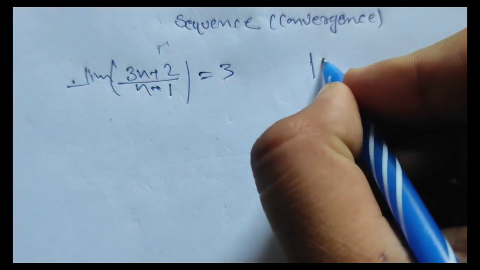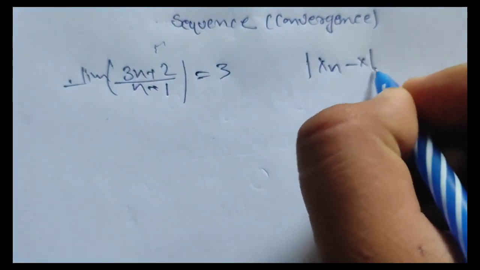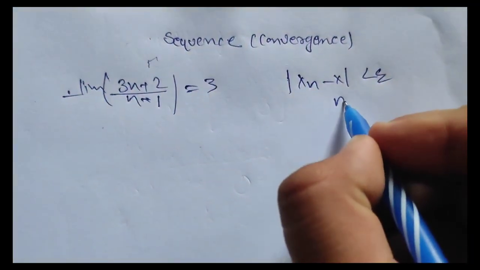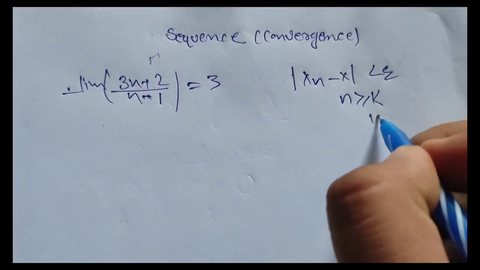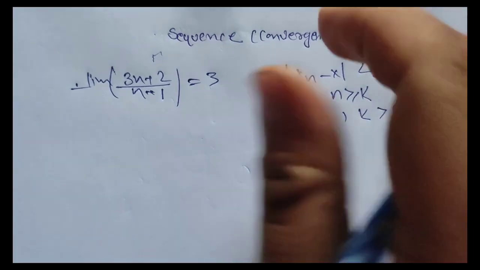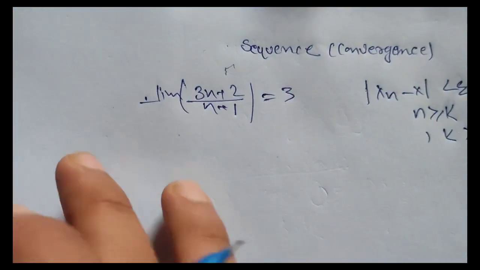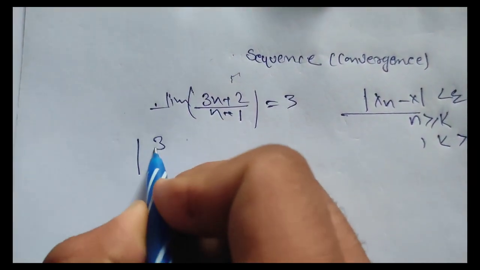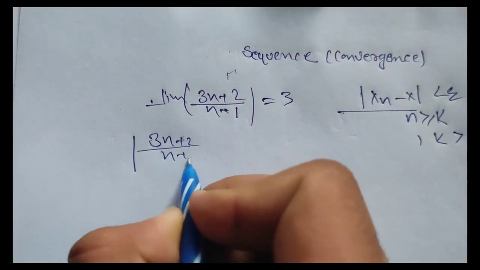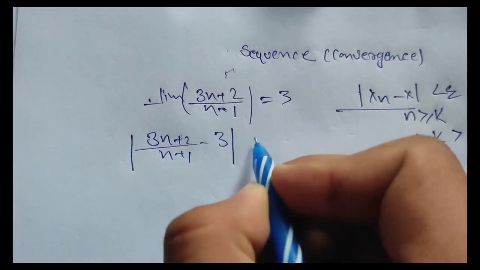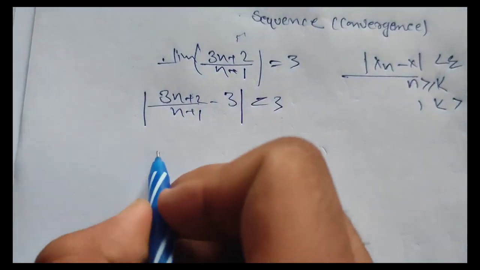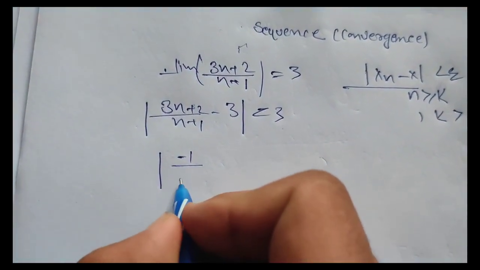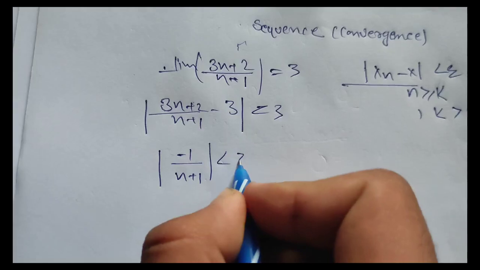We use the convergence of a sequence of numbers. Like we talked about in the definition, |xn minus x| is less than epsilon for n greater than or equal to k, where k is greater than epsilon. These are some definitions which were important here. Now, using the first definition, our question becomes |(3n + 2)/(n + 1) minus 3| less than epsilon, and solving the upper limit, this becomes |minus 1/(n + 1)| less than epsilon.